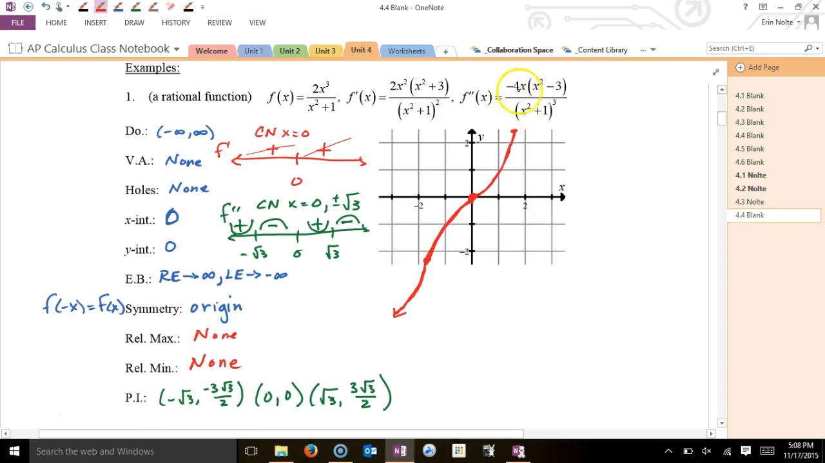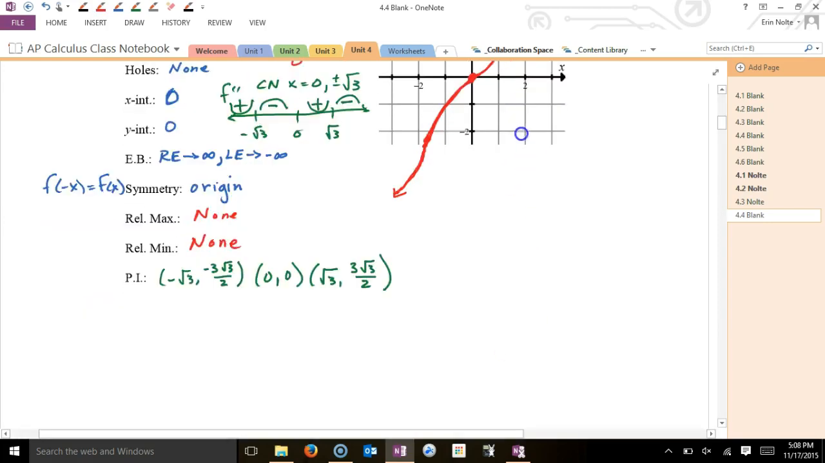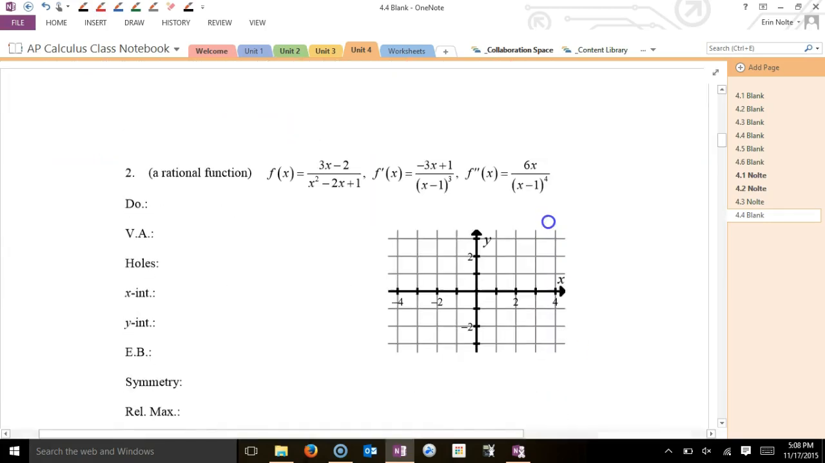Okay, and then my last piece has a concave down effect, so it just basically goes a little down that way. So there is our first graph. Okay, so let's try another one, see if we have this figured out.